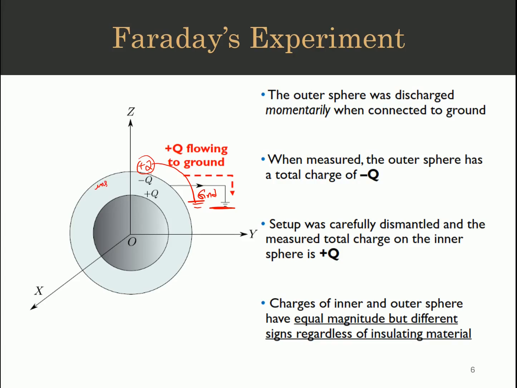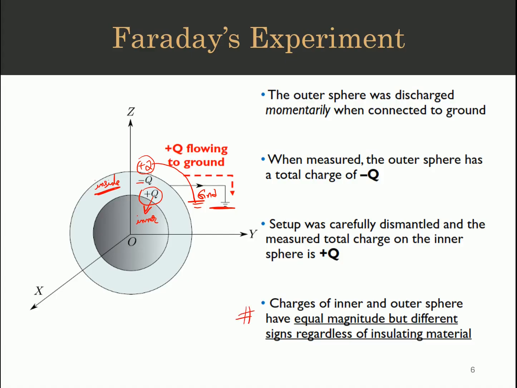So if this is the inside of the outer shell, obviously he opened the apparatus and he found that whatever charge was present on the inner sphere, let's say in this scenario, the inner sphere was charged with positive Q charges. The same amount of charge in magnitude was available on the inner side of the outer shell, but with a negative sign.